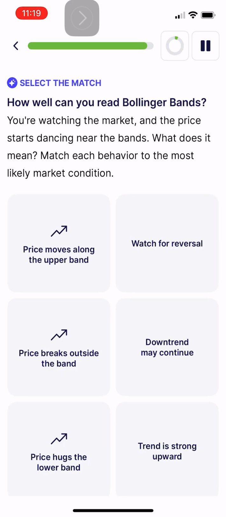Knowledge check. How well can you read Bollinger Bands? You're watching the market and the price starts dancing near the bands. What does it mean? Match each behavior to the most likely market condition.